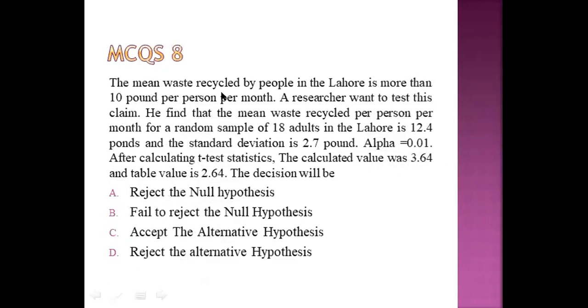MCQ number 8. The mean waste recycled by people in Lahore is more than 10 pounds per person per month. A researcher wants to test his claim. He found that the mean waste recycled by a person per month for a random sample of 18 adults in Lahore is 12.4 pounds and the standard deviation is 2.7 pounds. Alpha is 0.01. After calculating the t-test statistic, the calculated value is 3.64 and the table value is 2.64. The decision will be to: A, reject the null hypothesis. Yes, because our calculated test statistic is more than the table value. We reject the null hypothesis and we accept the alternate hypothesis.